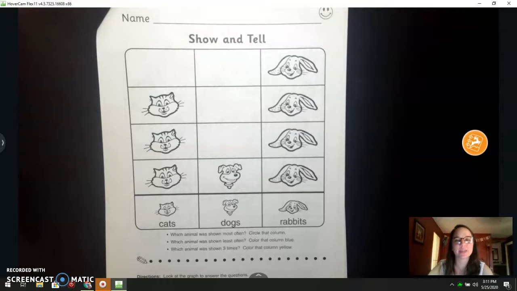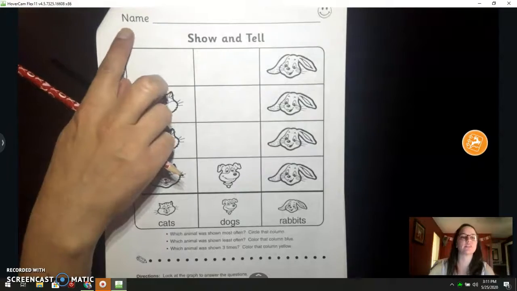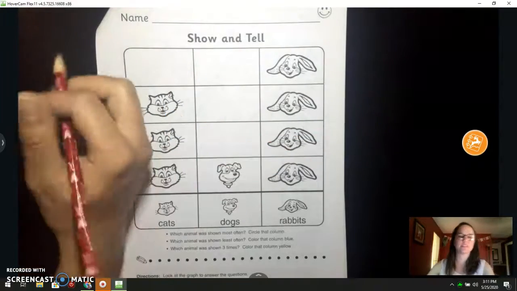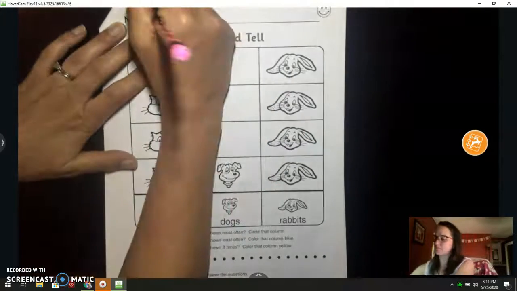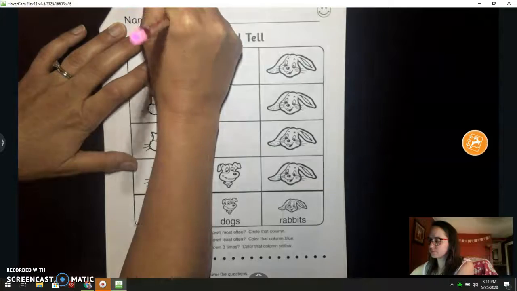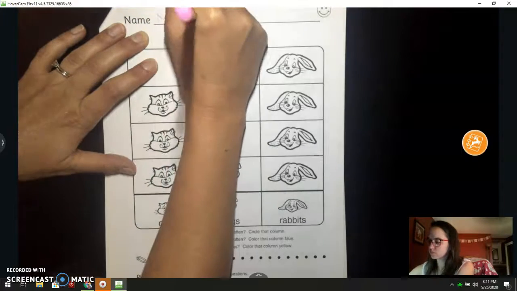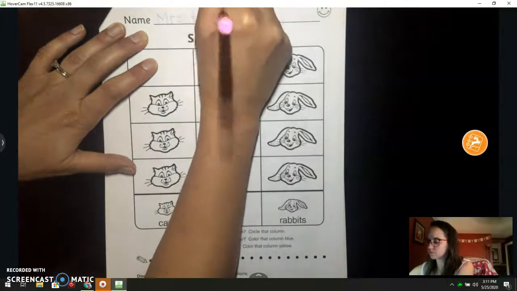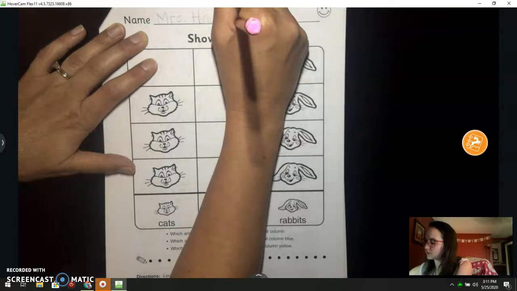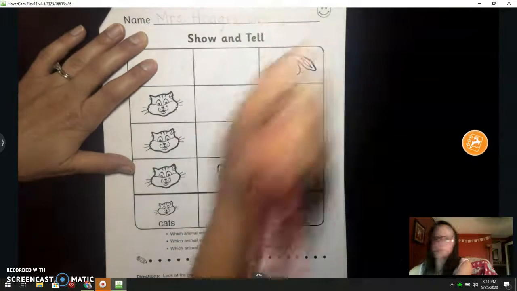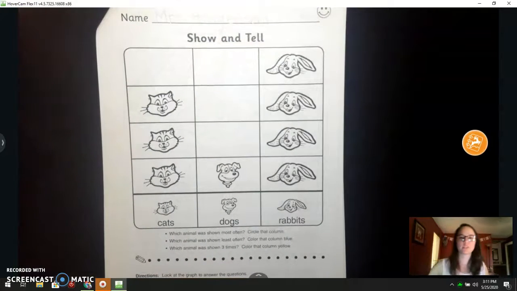This is your first page. It has the word name at the top. First thing I do is always the same. I pick up a pencil and write my name. Please write your name. I'm using pencil today, so it might be harder to see my name than usual. That's why I usually use a marker for you guys.